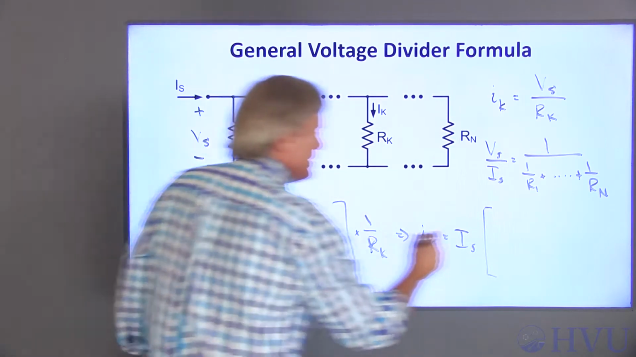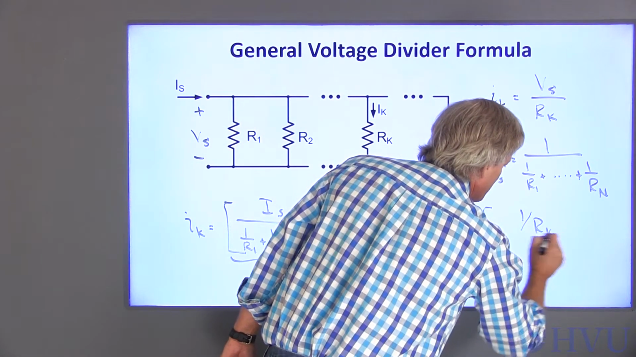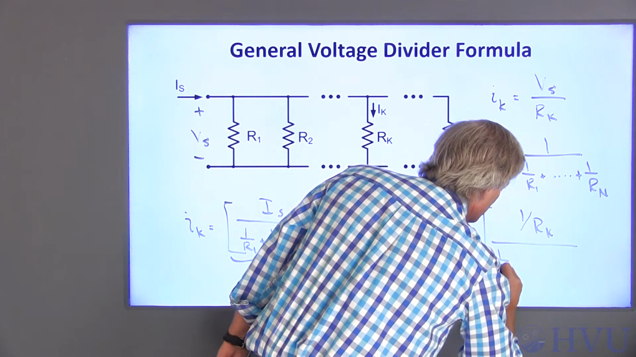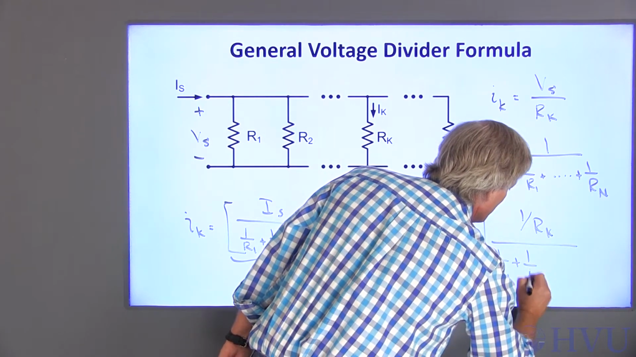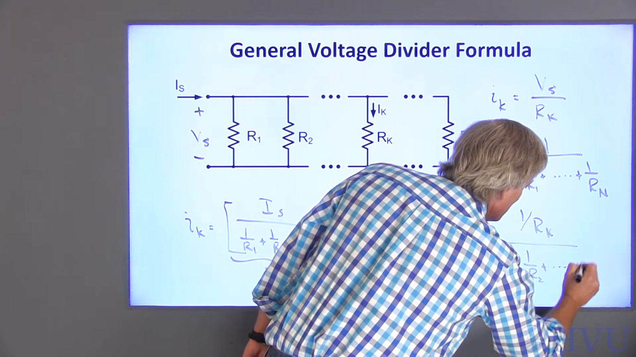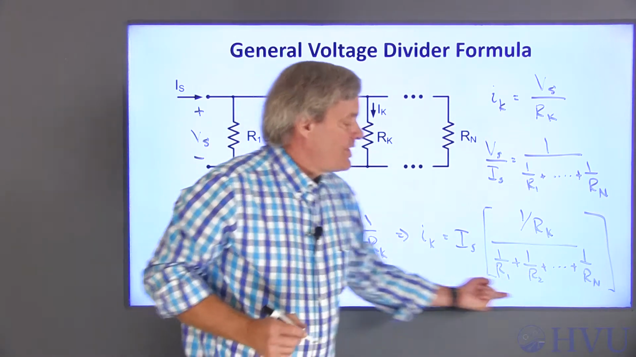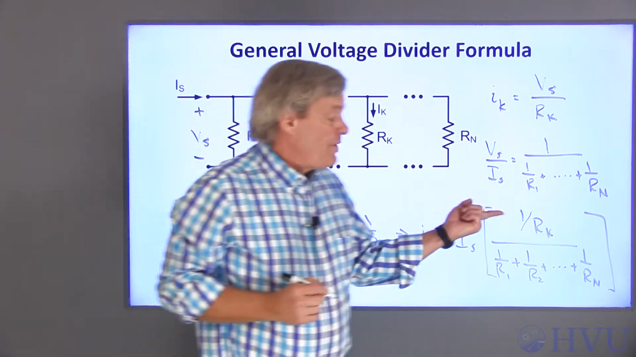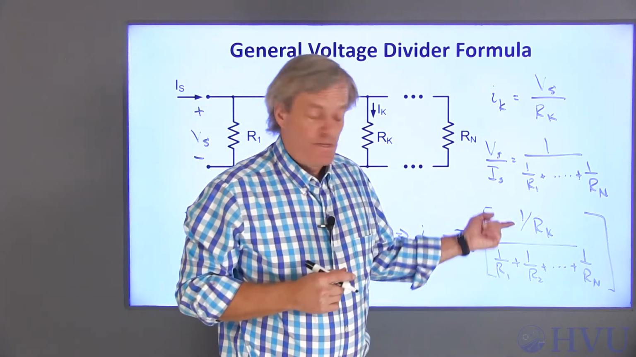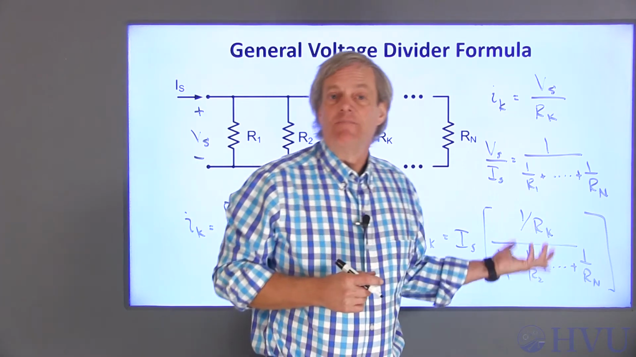Bringing this resistance in here is 1 over R sub k over 1 over R1 plus 1 over R2 plus 1 over Rn. That's our general current divider formula. We can't convert this to a product of resistances over a sum of resistances because the math doesn't work out.